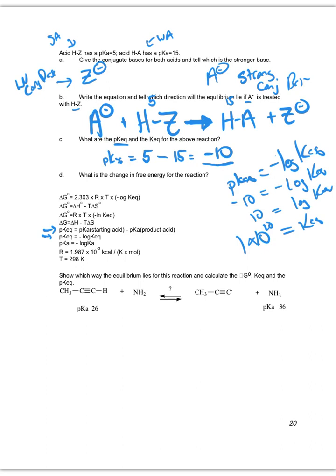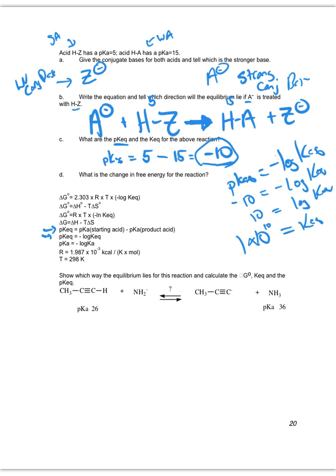Or the easy way to do it is whatever pKeq is, negative 10 in this example, we change the sign on it and make it the exponent of the 1 times 10 to the whatever. So that's where the 1 times 10 to the 10th ends up coming from. Okay, you can do it the hard way if you want to go through all the calculations, or you can do it that way.